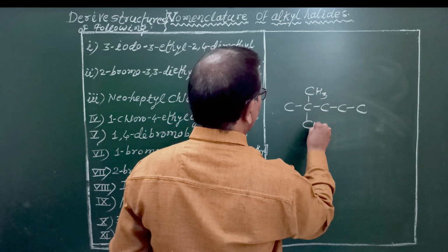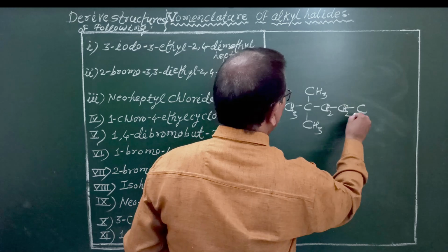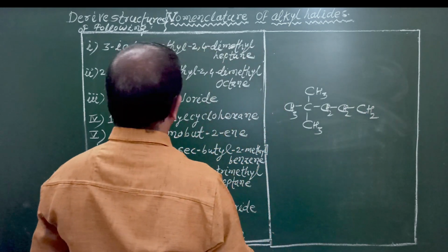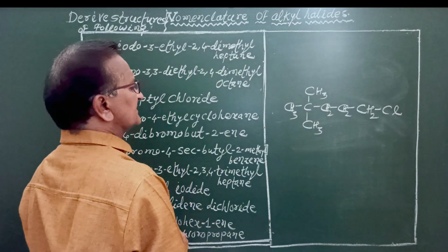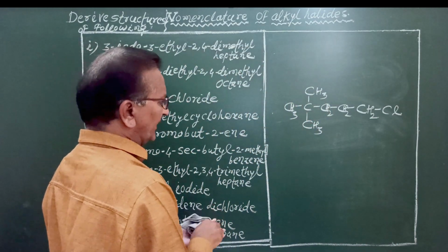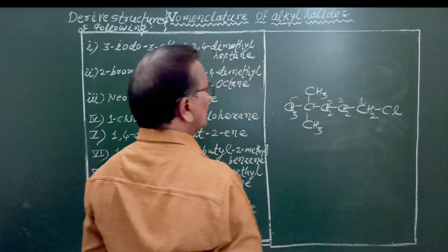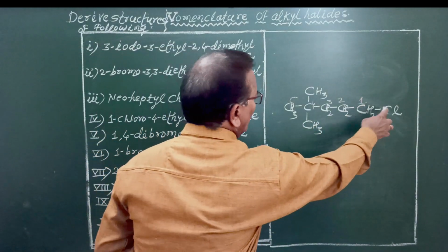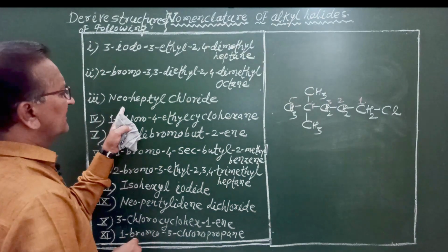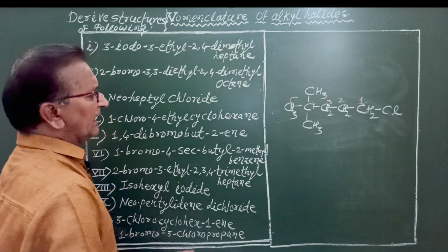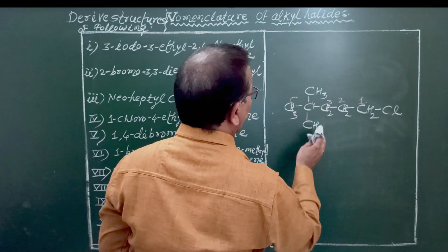To this CH3, CH3, here CH3, CH2, CH2 and here CH2 chloride. Therefore, to this CH2 we have to attach Cl. But this is the common name of the compound. What will be the IUPAC name? While writing the IUPAC name, number 1, 2, 3, 4 and 5. What is the IUPAC name of this compound? 1-chloro-4,4-dimethyl pentane. That is nothing but neoheptyl chloride. The IUPAC name is 1-chloro-4,4-dimethyl pentane.